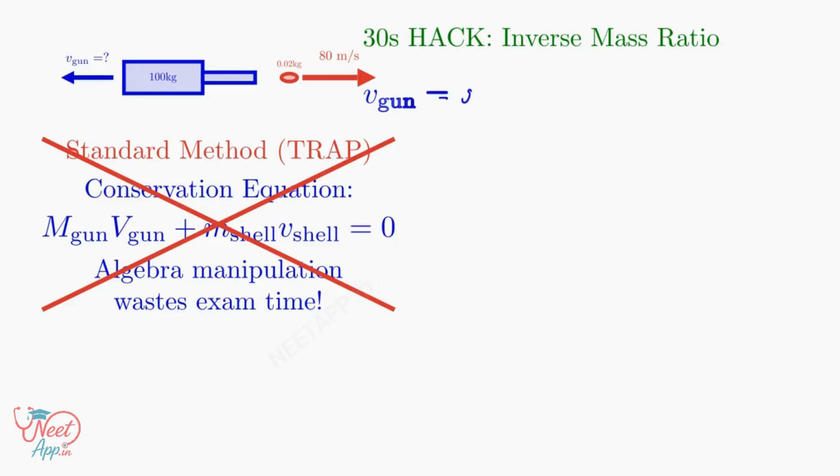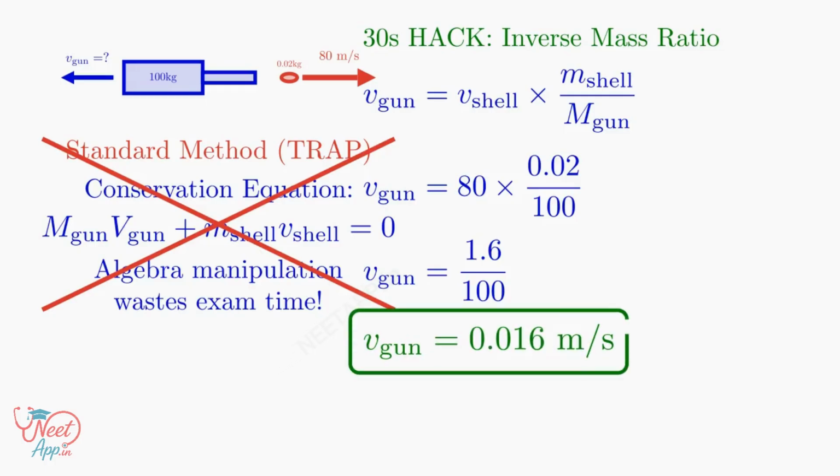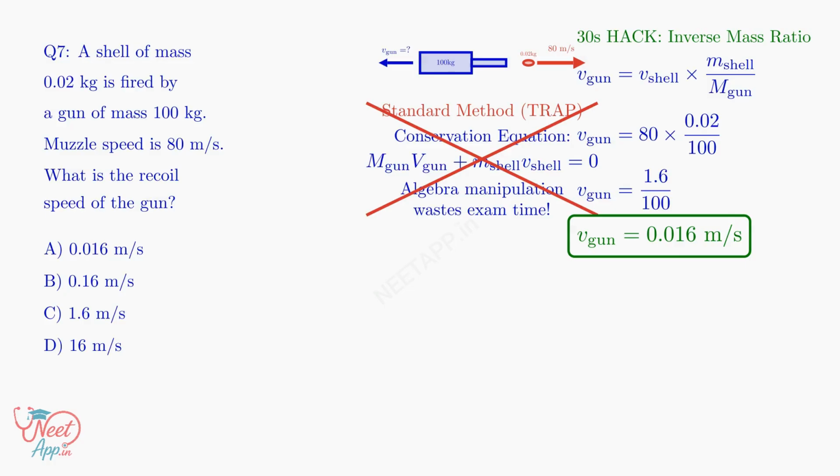Since the momentum is equal and opposite, the gun speed is simply the bullet speed scaled down by the mass ratio. Recoil velocity equals 80 times 0.02 over 100. That's 1.6 divided by 100. This instantly gives us 0.016 meters per second. Option A is correct. Scale by the mass ratio and save your exam time.